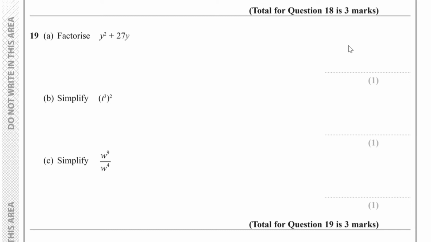Question number 19. For part A, we have to factorize y squared plus 27y. Well, what's common for y squared and y? That will just be y. And then, inside this bracket, we've got y plus 27.